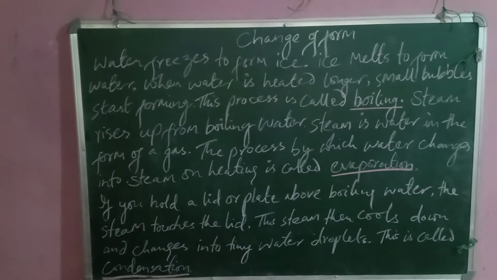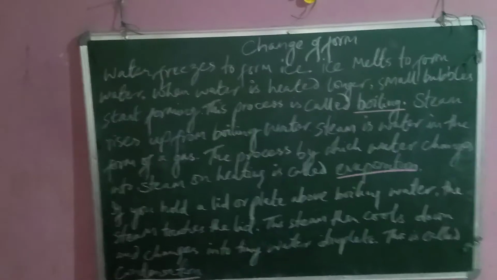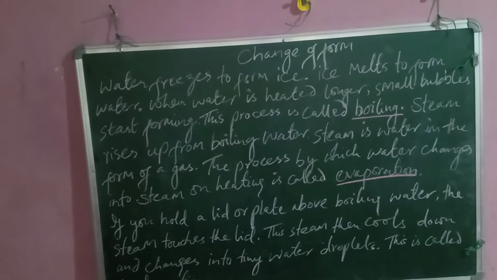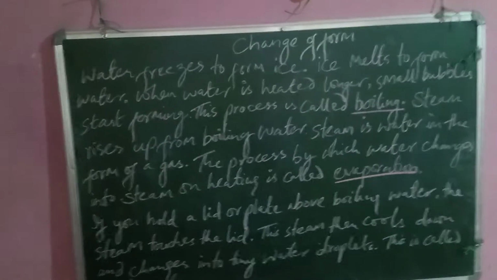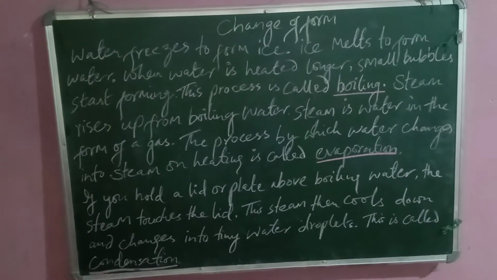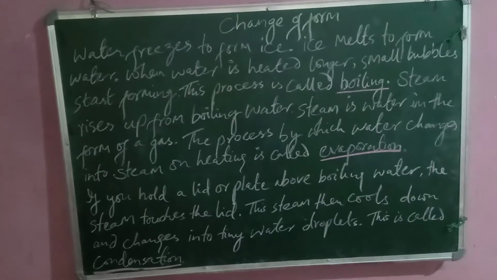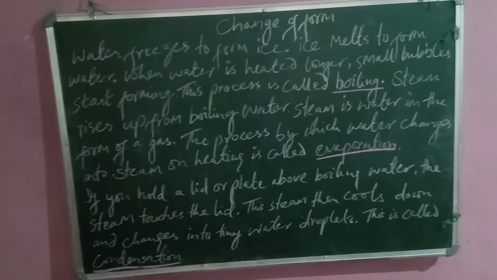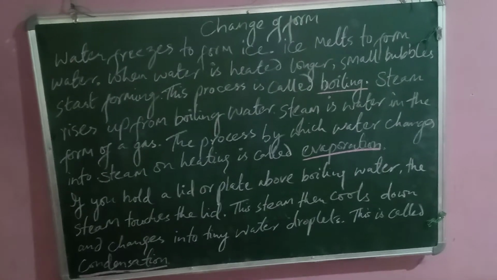So when water freezes to form ice, then ice melts to form water, and when water is heated longer, small bubbles start forming. This process is called boiling. So then steam rises up from boiling water.